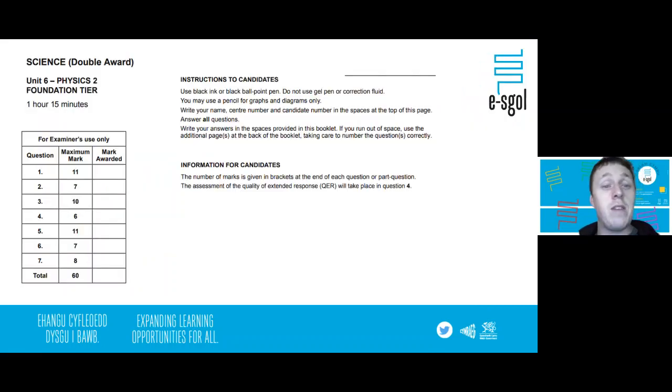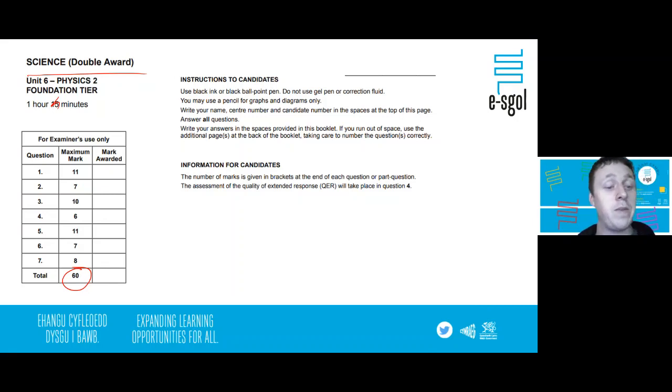So first of all, the exam front page. If you are sitting the double award science, you'll be sitting Unit 6, Physics 2, Foundation Tier, or Higher Tier, but today, Foundation Tier. You're aware it's an hour and 15 minutes, and in total, you should have 60 marks available from all the questions.